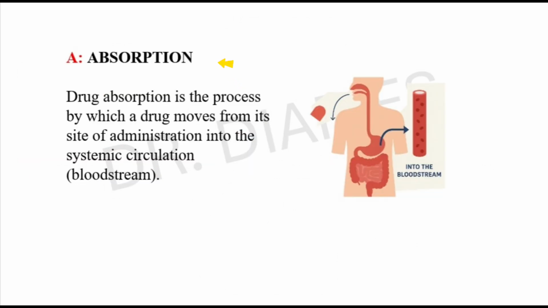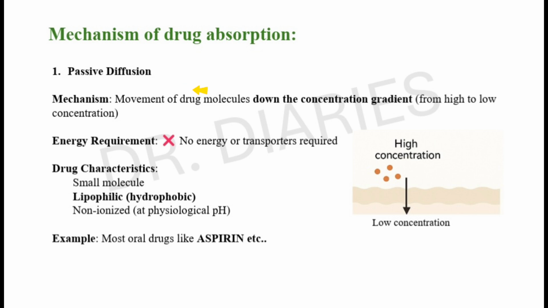Mechanisms of drug absorption. 1. Passive diffusion. Drug moves from high concentration to low concentration directly through membranes. As it is a passive process, it does not require energy or carrier proteins. Drug molecules should be small, lipophilic, non-ionized. Example, aspirin. Most oral drugs use this because it's simple and energy-free.